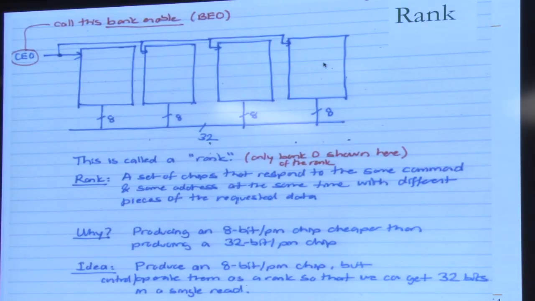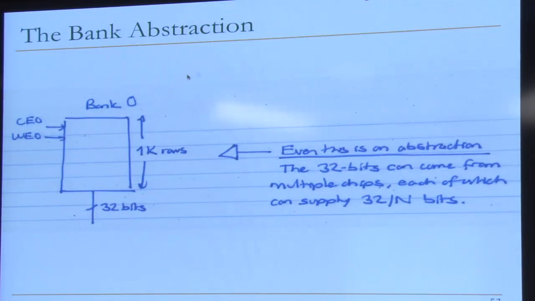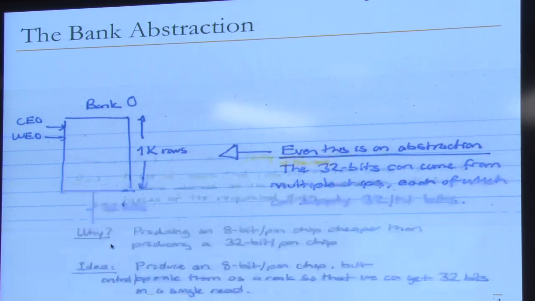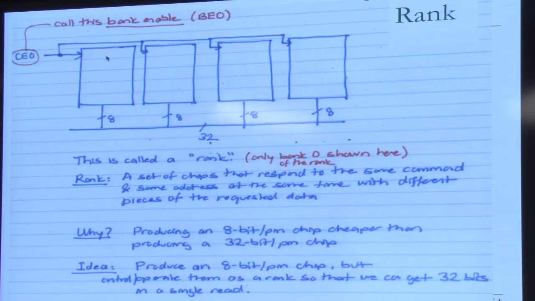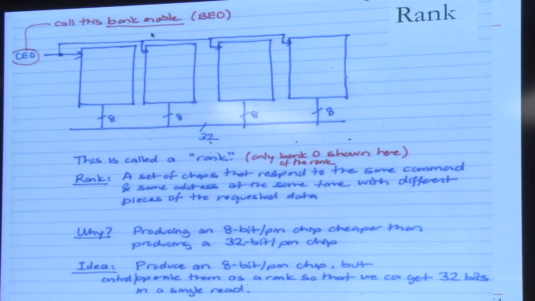And this is the idea of a rank. So this tells you that even this bank is really an abstraction, right? Underneath, the data comes from different chips. And if you want to actually think about this as a chip, this is bank 0. But there's also bank 1 in this chip. There's also bank 2 in this chip. And there's also bank 3 in this chip. Does that make sense? We'll see this in a little bit.